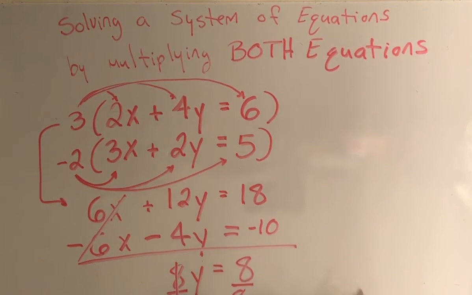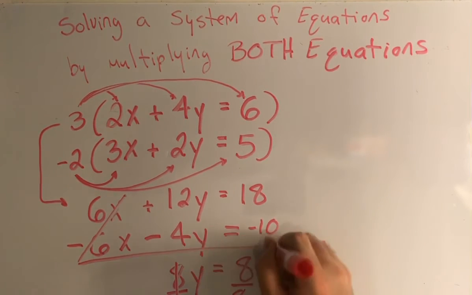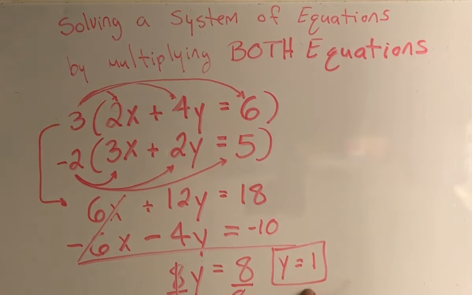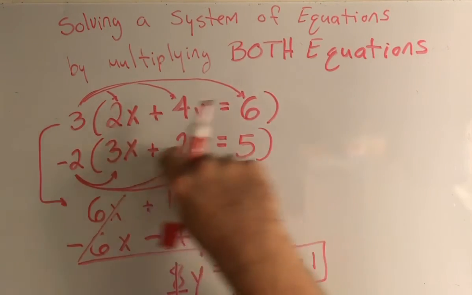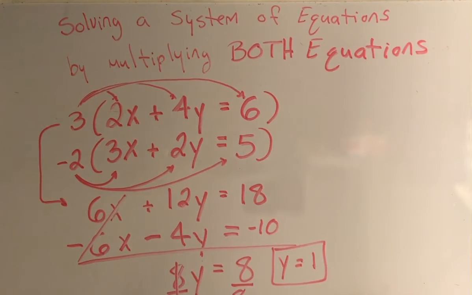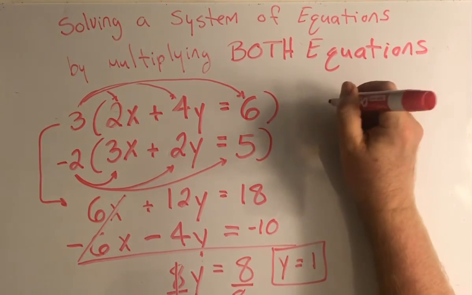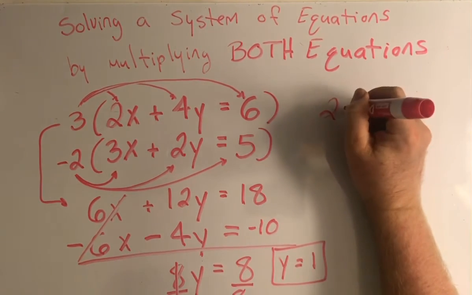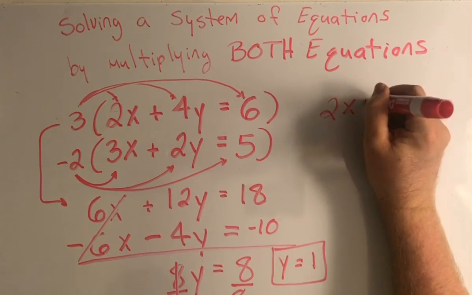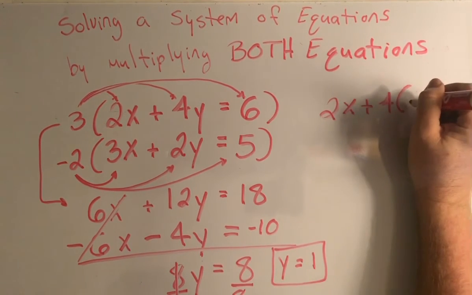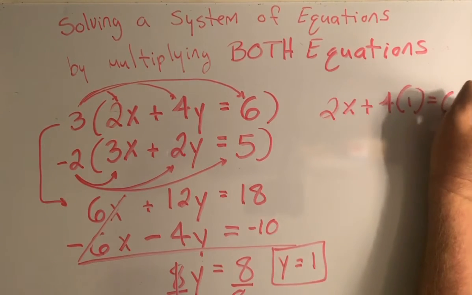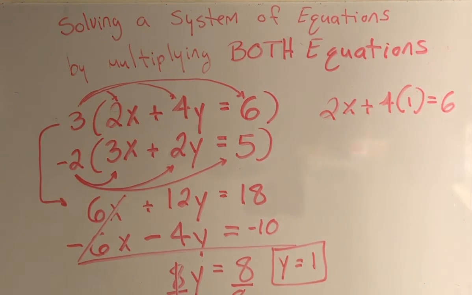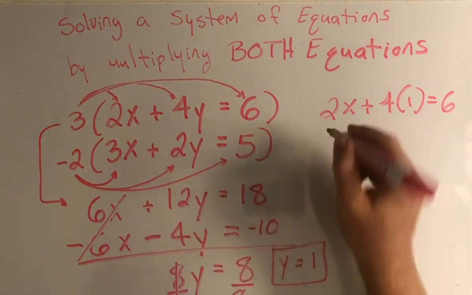All right? So I know what y is, but I still need to know what x is. So I'm going to move this up here a little bit so you guys can see it better. Y equals 1. Okay? So what I can do is I can take that y value, and I can plug that y value into either one of these original equations. All right, so that's what I'm going to do. I'm going to plug it into the top equation, okay? So I'll do that over here. So I have 2x plus 4 times 1 equals 6.